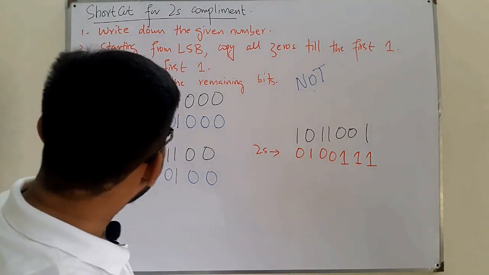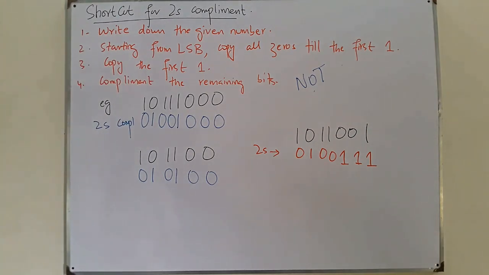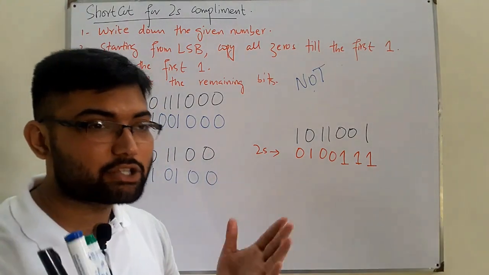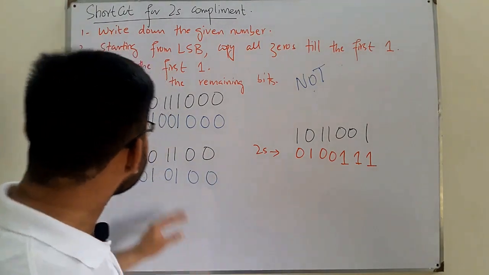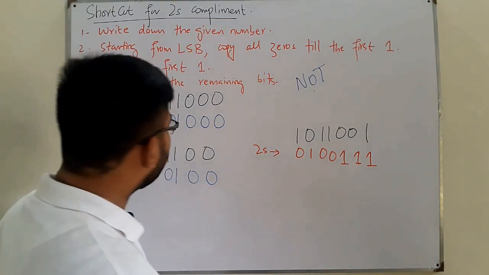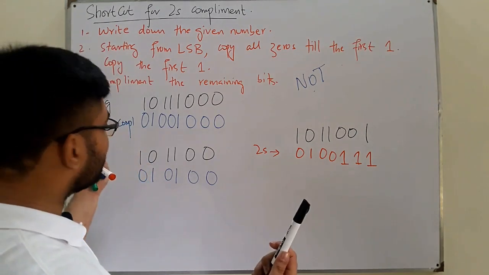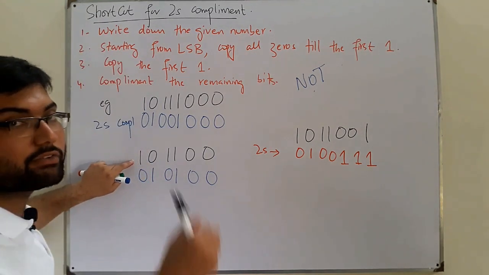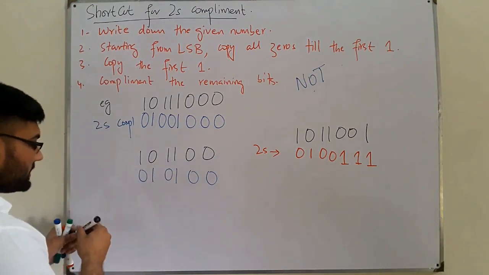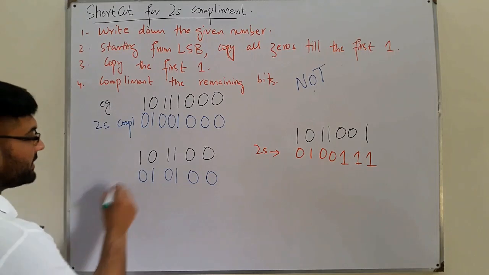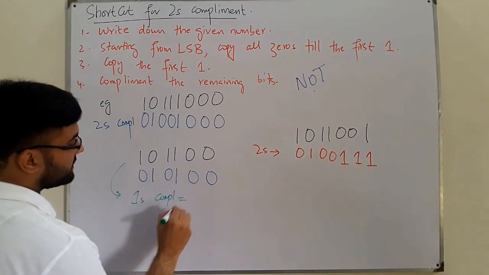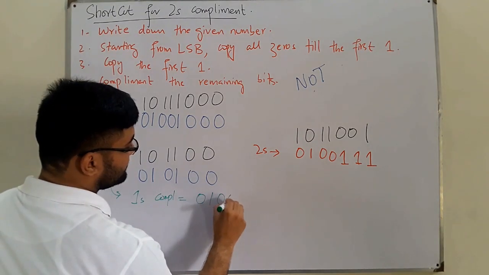All right. Now the homework for you is to check whether this shortcut is actually valid or not. So let's say I take one of them. Let's say I take this number and I do it through the steps that we discussed: 1011100. So the 1's complement of this number is 010011.